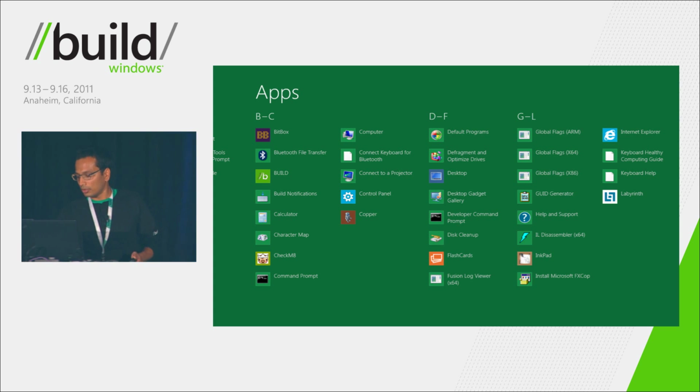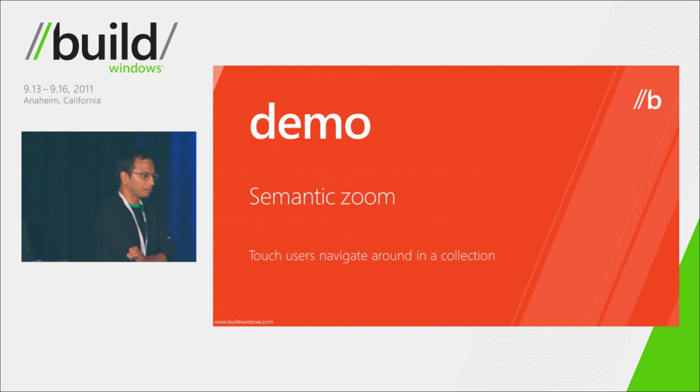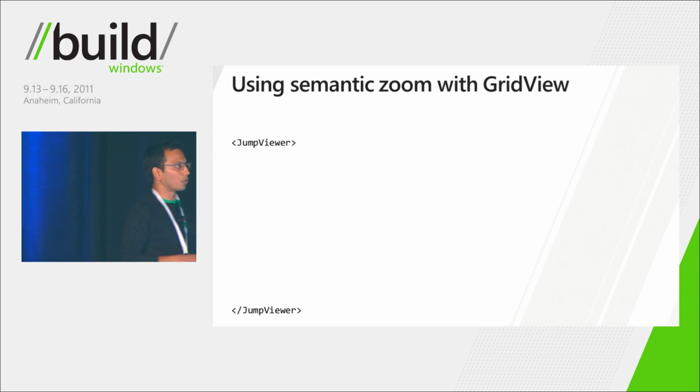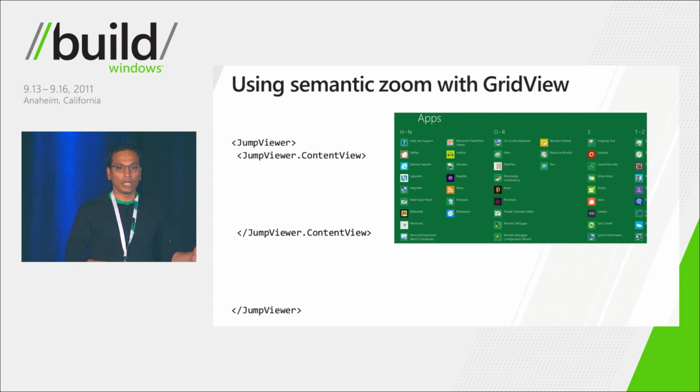For XAML, semantic zoom is enabled by a new control called a jump viewer control. And there are two properties that are most important on this control. The first one is what we call the content view. And this corresponds to what I'll call the normal view. This is the view you're used to if you have tons of data. This is, in our example, all the apps that show up.